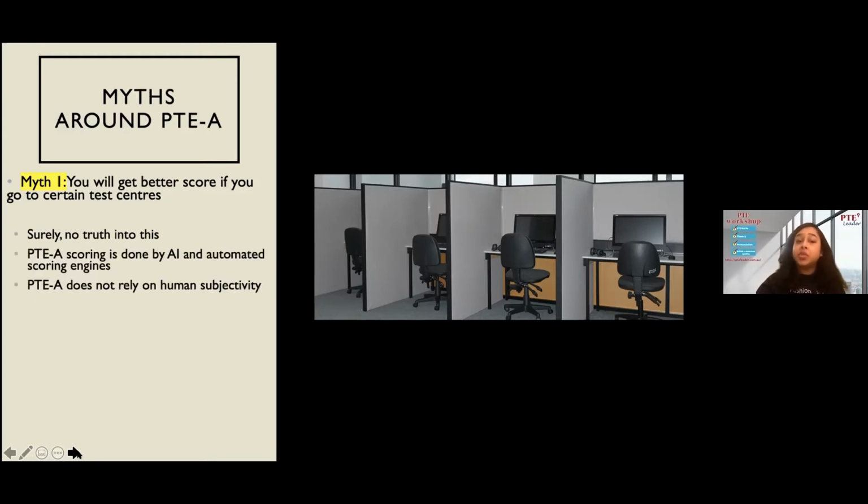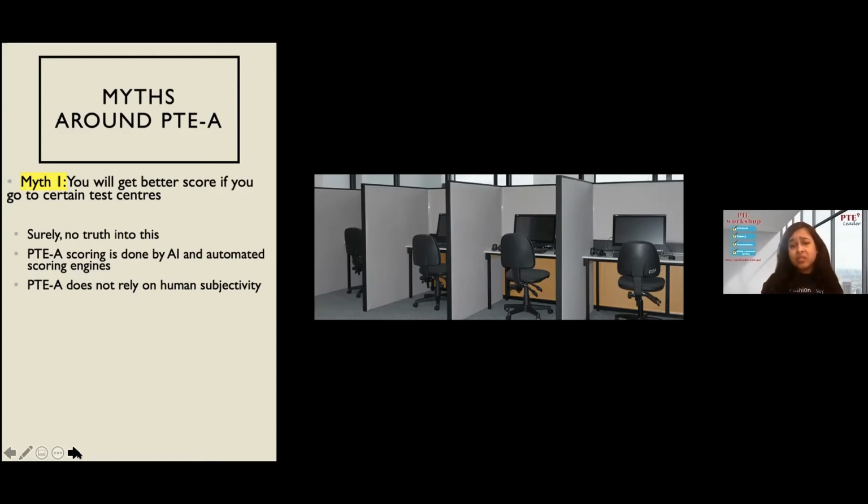PTE gives you a score based on AI, their automated scoring engines. They are not relying on any human, or on someone's opinion about your English. Your answer is going to be checked by a computer. It doesn't matter if you're going to test center A or test center B. In all the test centers, you are being checked by AI, not any human.